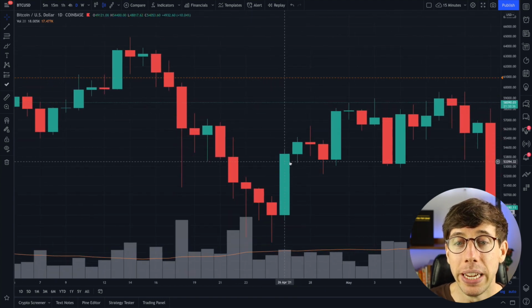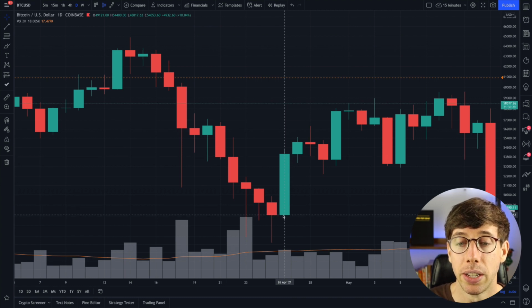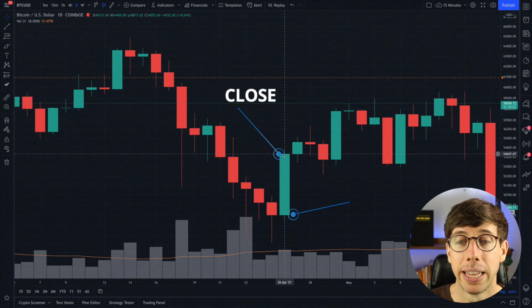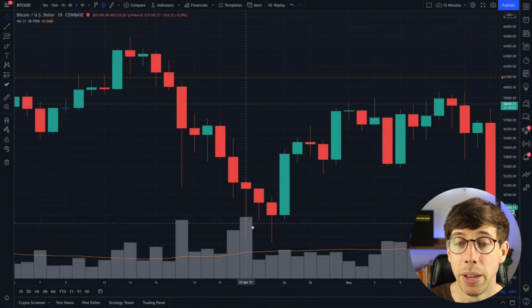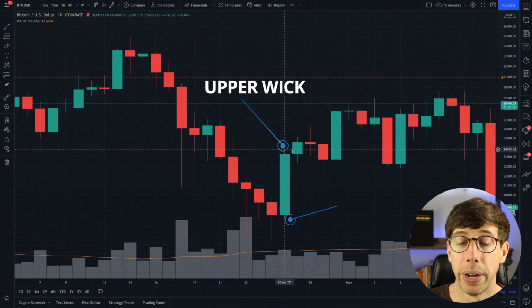So this green candlestick is showing us a bullish candle. It means that the price started here. This is the open, which is the fat end of the candle, and it closed up here at the fat end that's up top. Then we have these two lines: a lower shadow or lower wick, and an upper shadow or upper wick.